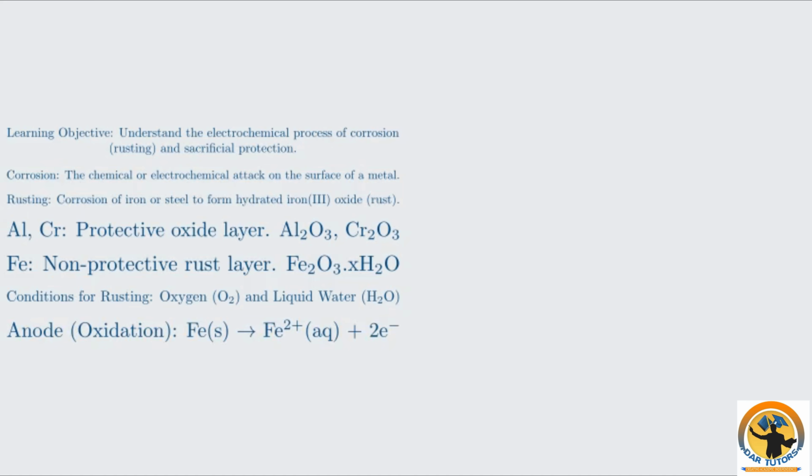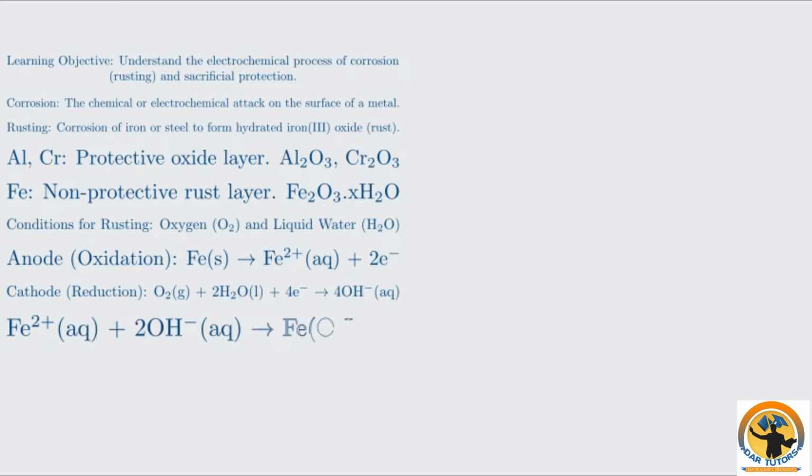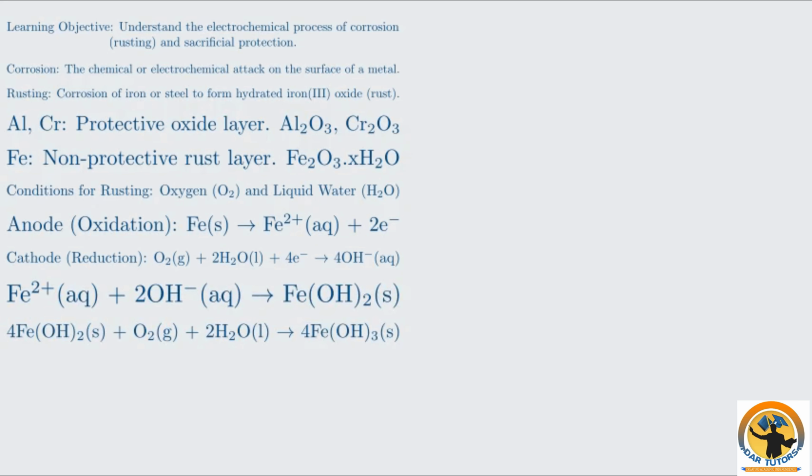The electrons then flow through the iron to another area, which acts as the cathode. Here, dissolved oxygen and water gain electrons and are reduced to hydroxide ions. This is the reduction half reaction occurring at the cathode, or area of reduction. The iron(II) ions and hydroxide ions then combine to form iron(II) hydroxide, Fe(OH)2, which is rapidly oxidized by more oxygen to red-brown hydrated iron(III) oxide, our familiar rust. So, rust is ultimately iron(III) hydroxide, which is often represented as hydrated iron(III) oxide.